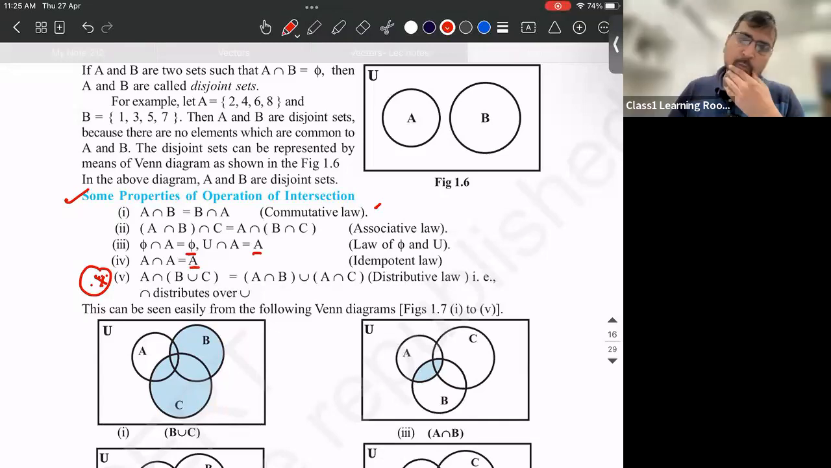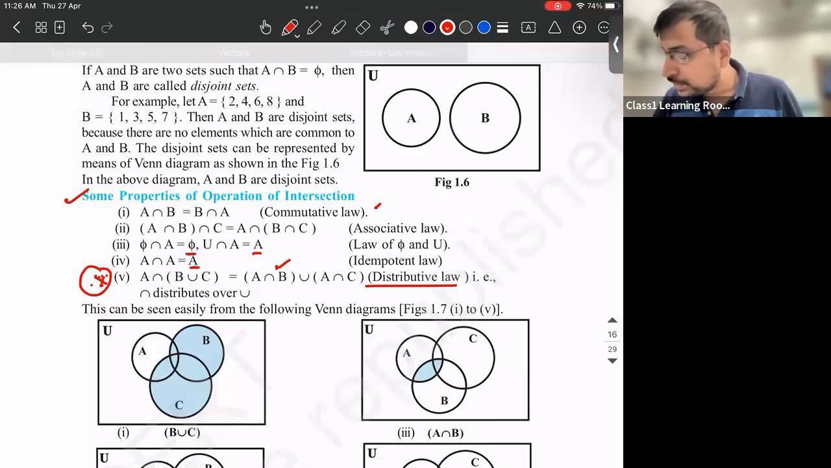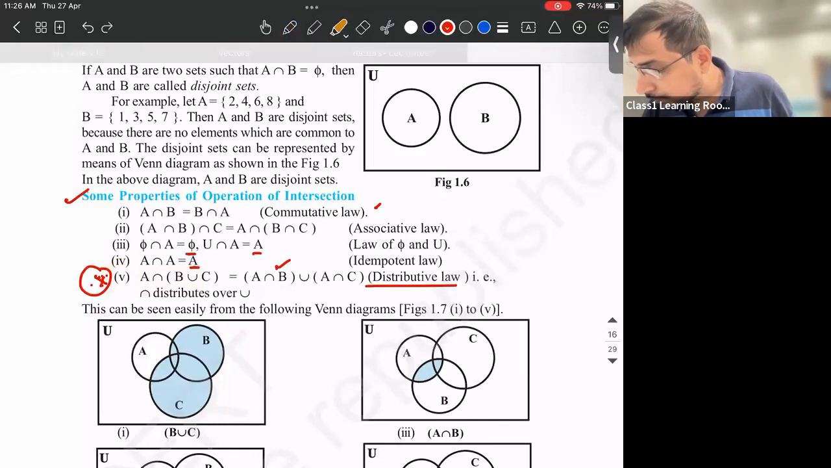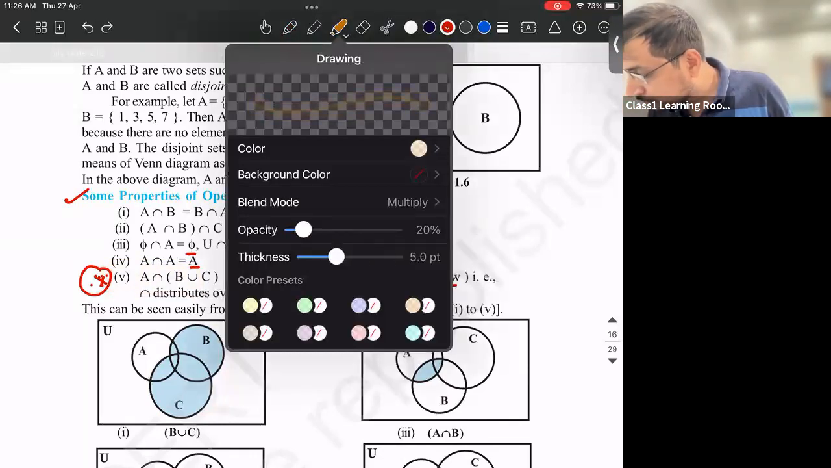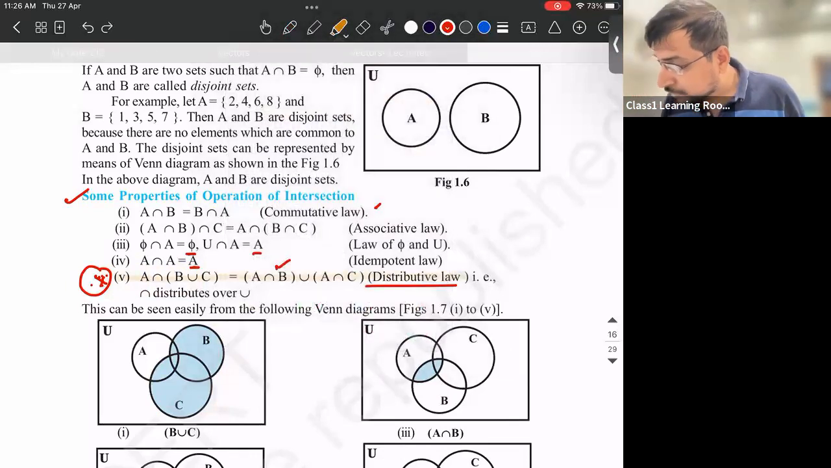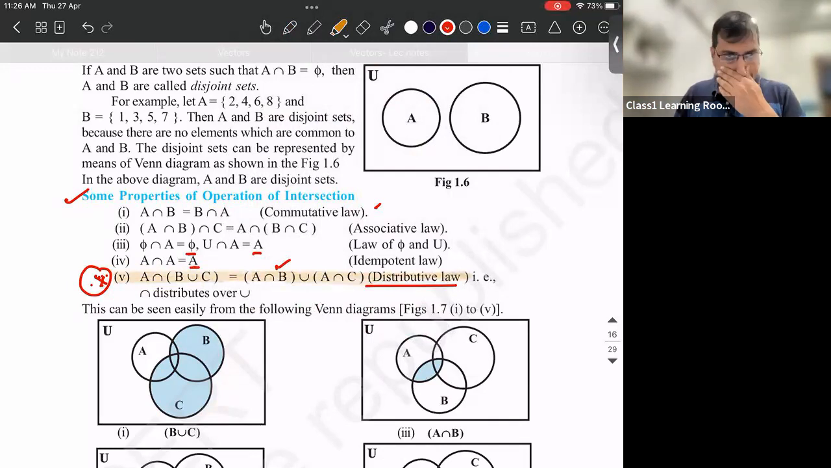Okay, so look at the last point. A intersection B union C. Here it is a combination of intersection and union. A intersection B union C is the same as A intersection B union A intersection C, which is called the distributive law. That is, the intersection operation is getting distributed over the union operation. It's a very, very important point. Make a note of this. So the intersection operation gets distributed over union.